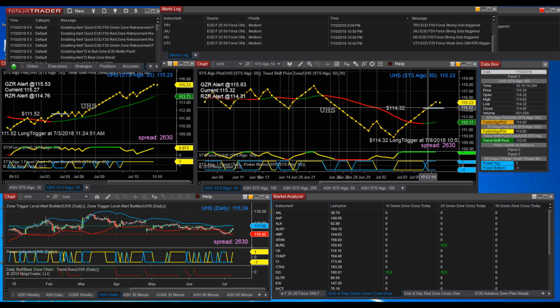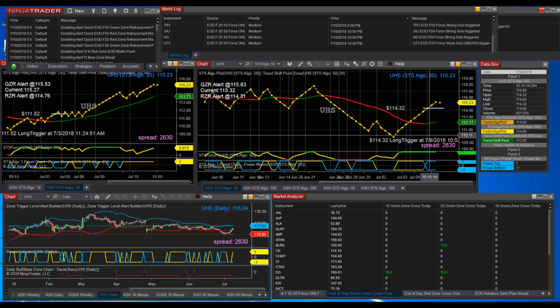So I had this specially built by our programmers for an end of day. This is set to look and see what the close of business yesterday was compared to the close of business today. So in this case, yesterday, UHS would have said yes. It changed from red to green by the end of the day, and that's that dotted line. Looks like it changed right at the close.